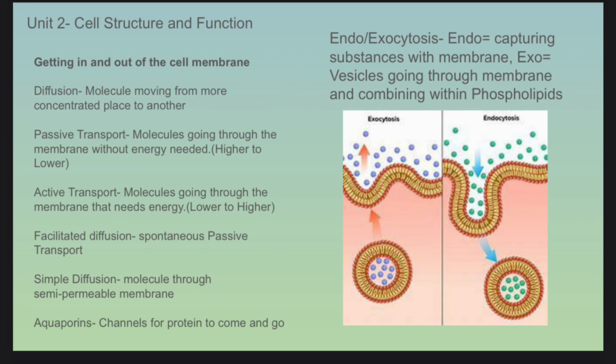Simple diffusion is a molecule going through the semi-permeable membrane, so that means it lets some things in but not others. Aquaporins are just channels to help molecules come and go. Now, endo and exocytosis. Endo is capturing the substance with the membrane. A vesicle goes through the membrane and combines with the phospholipids.